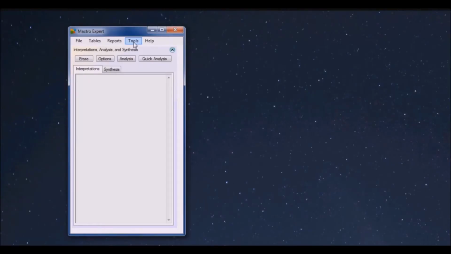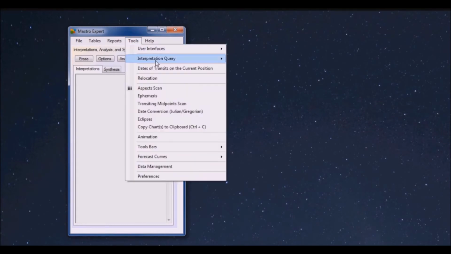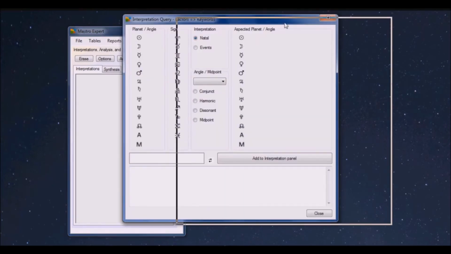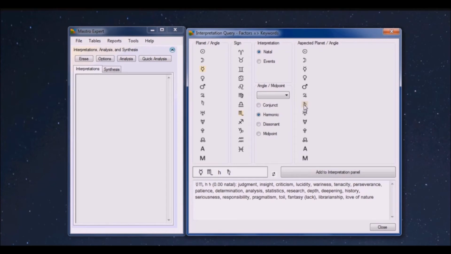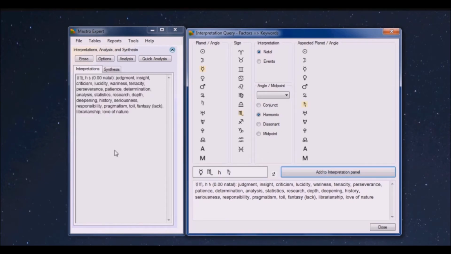We can also do interpretation queries from factors to keywords or from keywords to factors. Let's take the first one. From memory, someone I know very well. He's got Mercury in Scorpio, sextile, thus harmonic, to Saturn. So, logic, judgment, analysis, etc. We can add those interpretations to the interpretation panel at the left. And we can put some more.